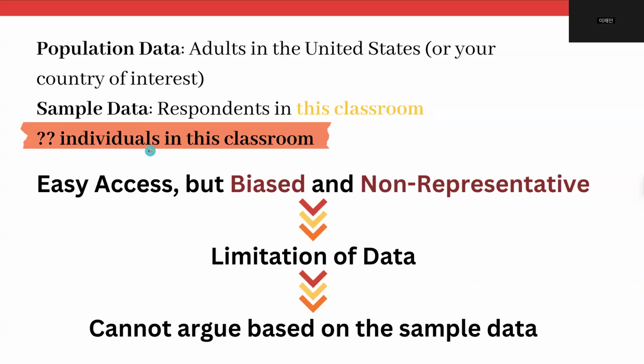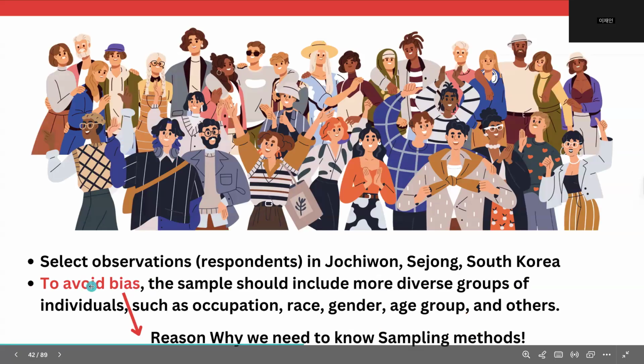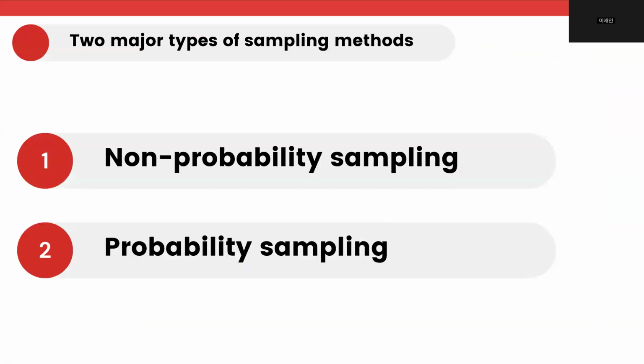So individuals in the classrooms, for example, may not be nationally or population representative, because it has easy access, but is biased and non-representative. And that will lead to the limitation of the data. We cannot argue based on the sample data that we can generalize our findings to the national population level. So to avoid the bias, we need to have some understanding of the sampling methods so that we can have better quality of representativeness using the sample data and generalize our findings to the population level.